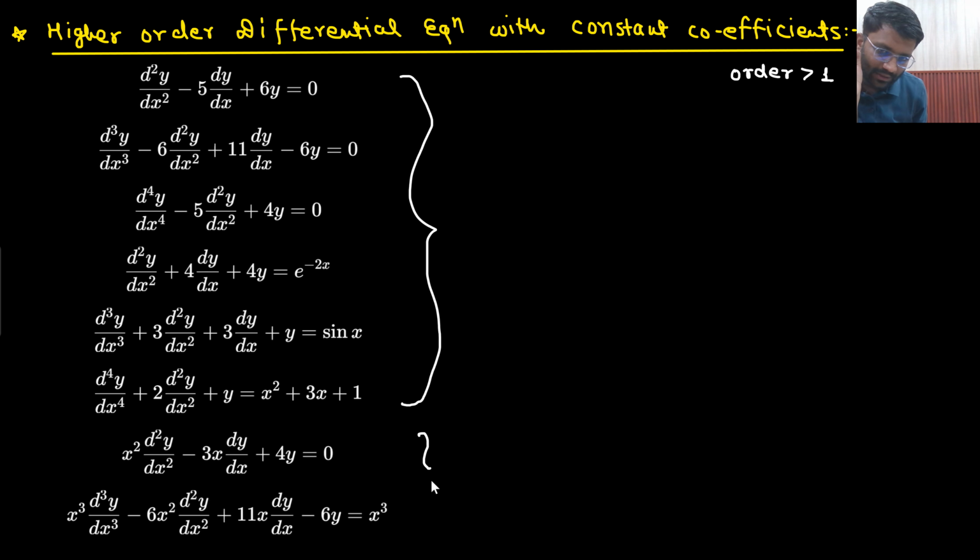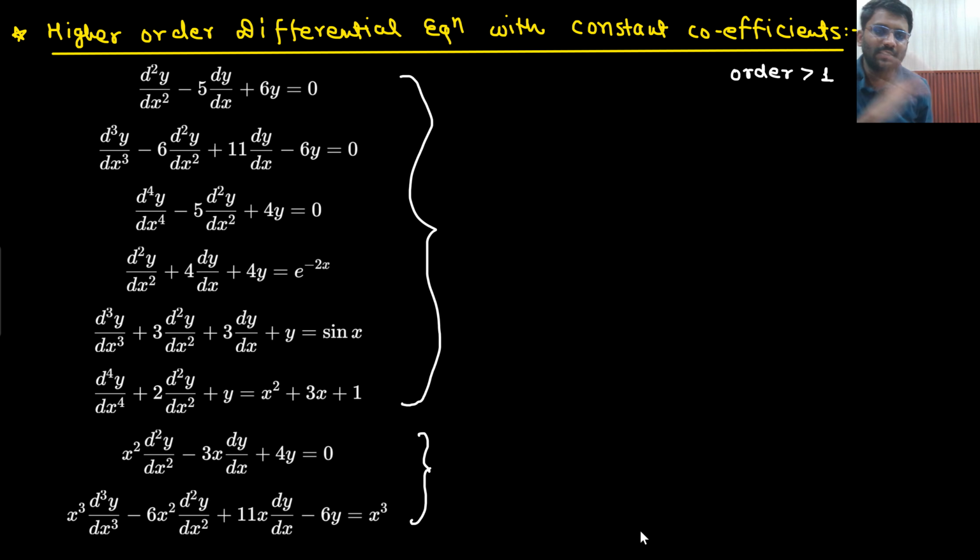Now, here what do you see? The coefficient is not constant. The coefficient is a function of x, right? So that will be our next topic, which we will discuss in the next video: higher order differential equation with a variable coefficient, or you can say higher order differential equation with a coefficient that is a function of x. Like it is a function of x, it is also a function of x. So this will be our next topic.